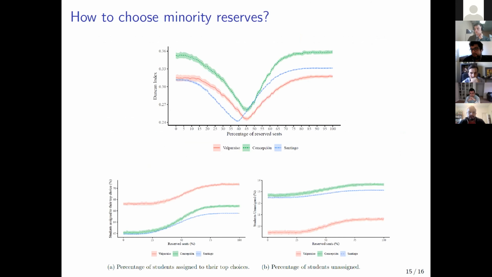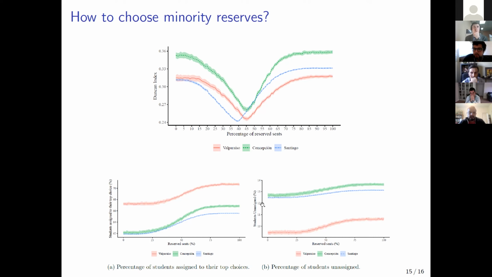So in terms of policy, there are trade-offs. How should policymakers decide on the minority reserve? Of course, that depends on how much we care about segregation, and how much we care about the students unassigned. But let me show you the simulations for the 3 cities: minority reserves can decrease the Duncan index a lot, from 0.35 to 0.25 in Santiago. So that's an important reduction in the Duncan index.